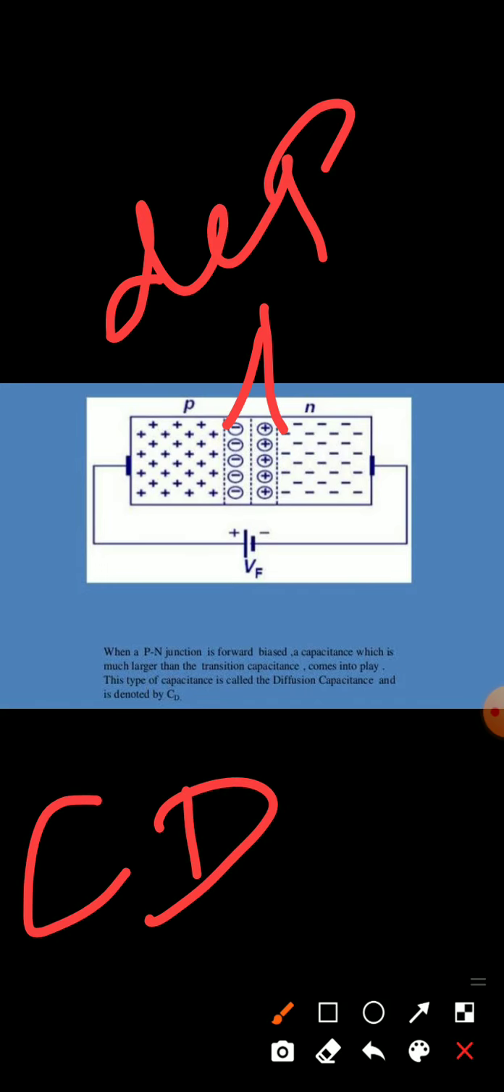This is diffusion capacitance. Here is a graphical representation of transition capacitance and diffusion capacitance in the forward bias and reverse bias condition.